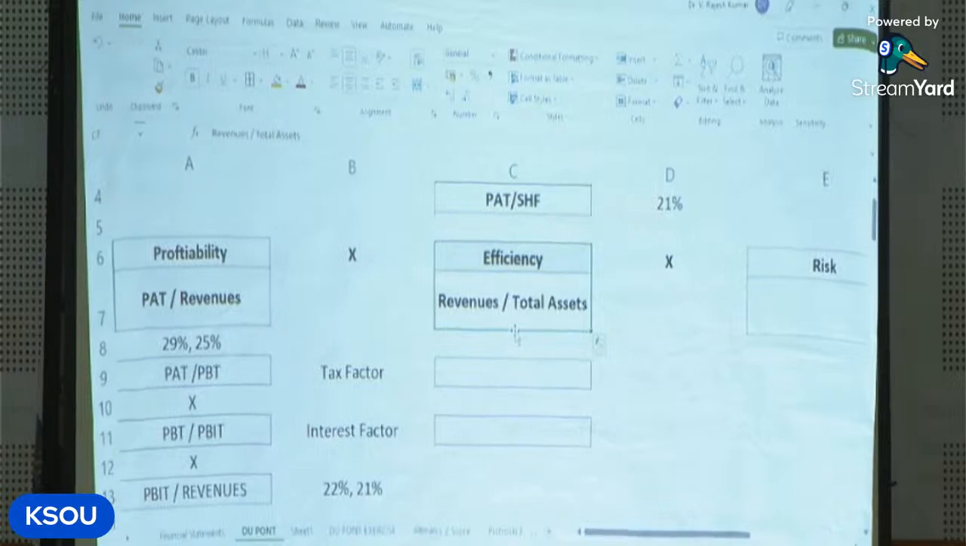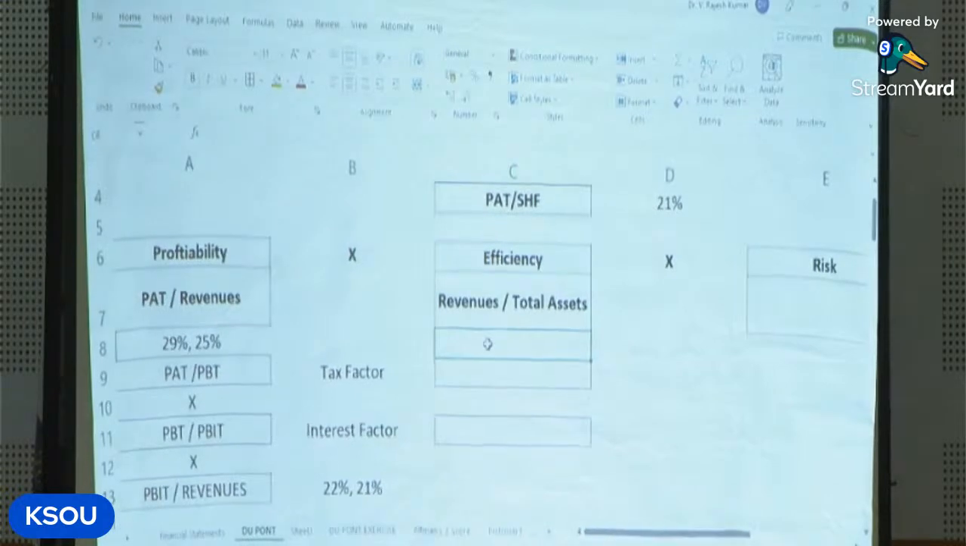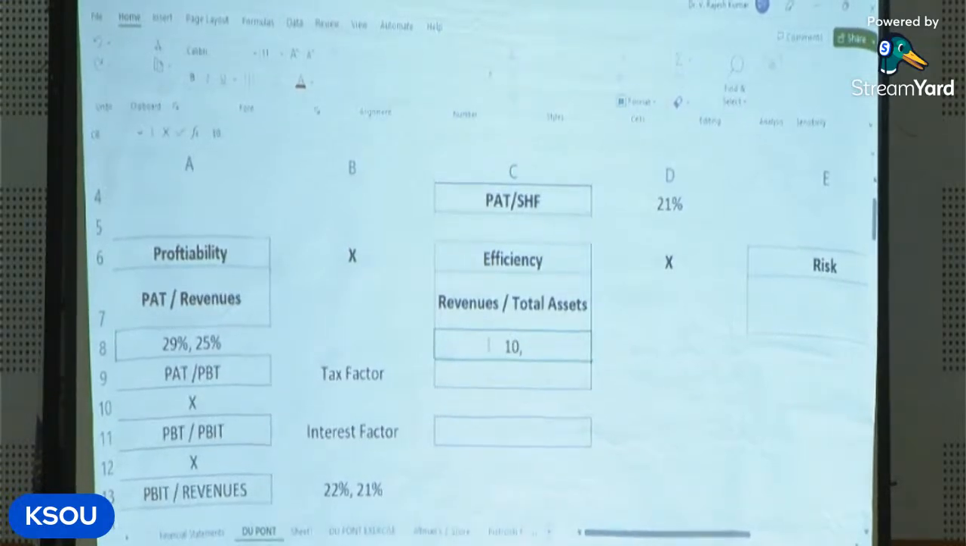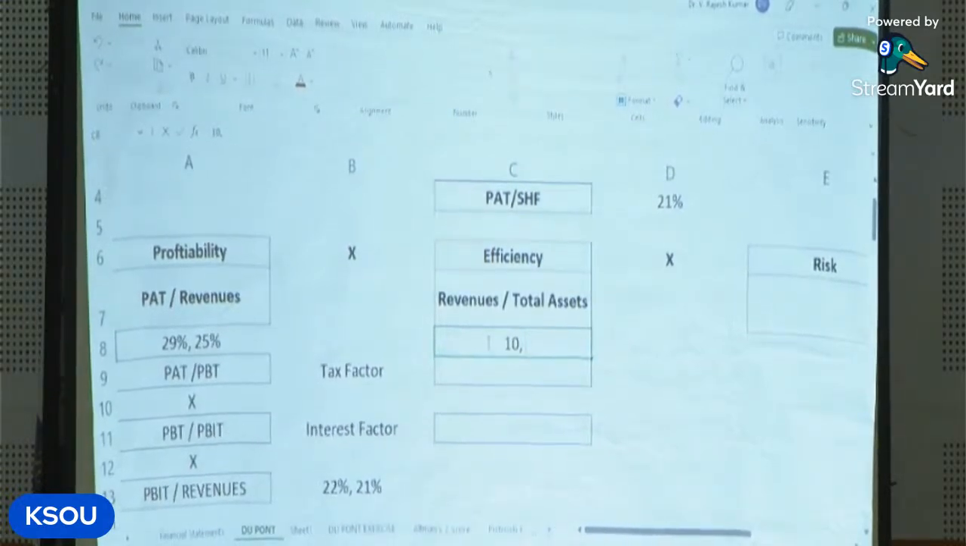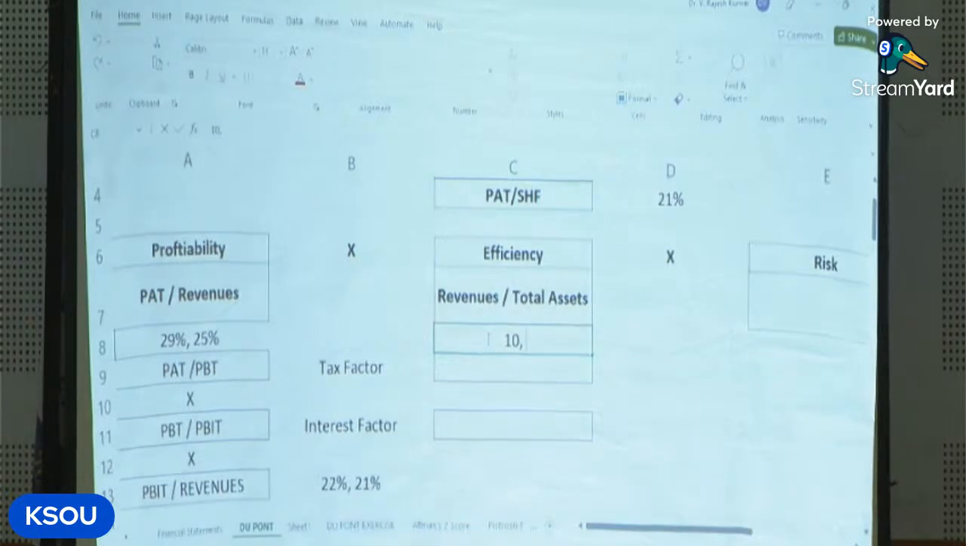Where do we get revenues? Income statement. Total assets? Both are directly available. Just pick them, put them, calculate. Now, let's say last year when I calculated the asset turnover ratio, I got 10 as the number. How to read this?